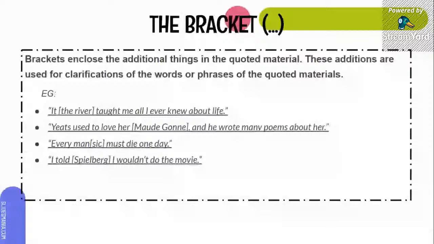Let's look at the second one. Yeats used to love her, bracket, and he wrote many poems about her. So who is "her" in this sentence? So you put in the name Maud Gonne. Every man must die one day. Who is this man? Alright. The next one: "I told I wouldn't do the movie." Who is this "I"? So it's Spielberg. I wouldn't do the movie.